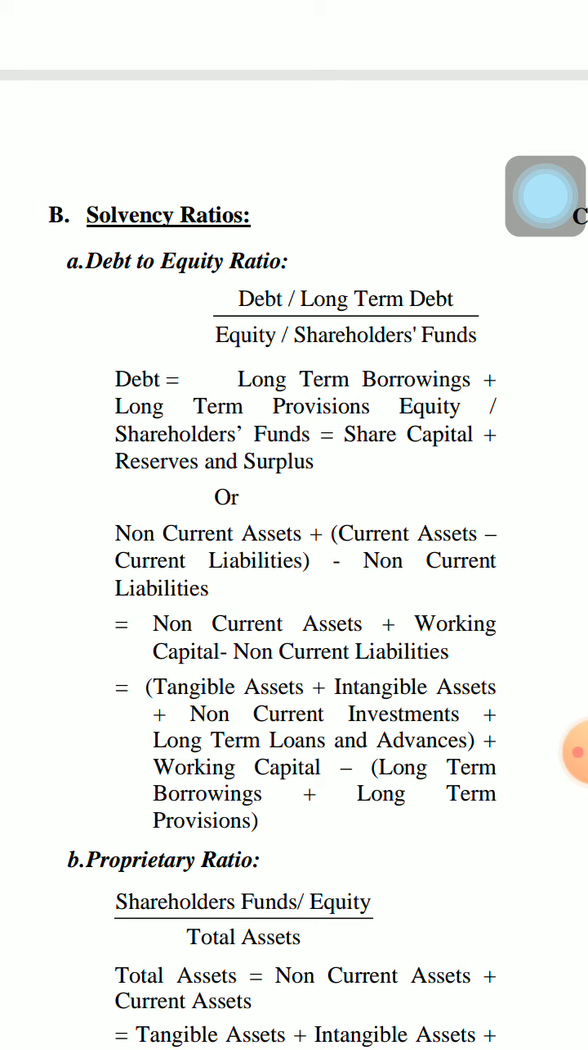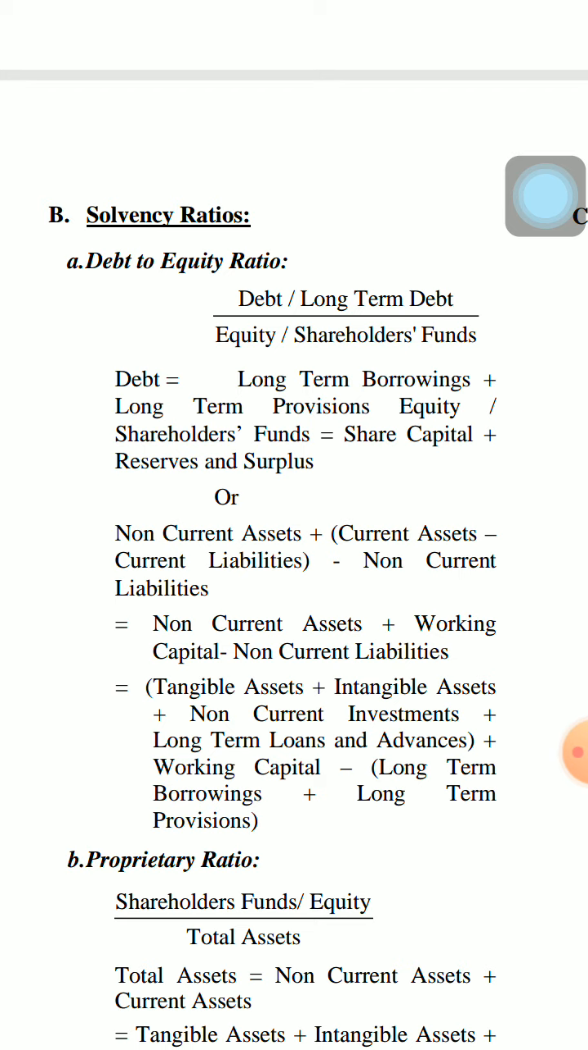Debt includes long-term borrowings and long-term provisions. Equity shareholders' fund equals share capital plus reserve and surplus. Here you have to always be careful, because it is shareholders' fund, not only equity share capital. So reserve and surplus is included in that.